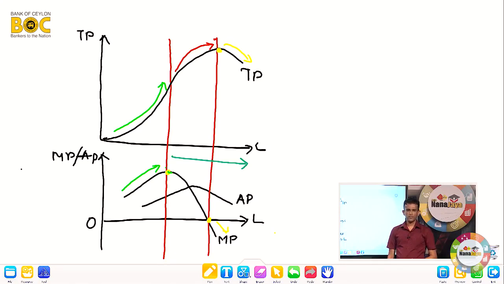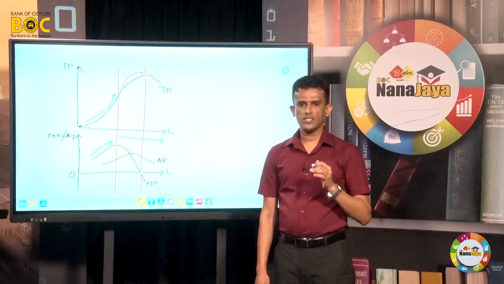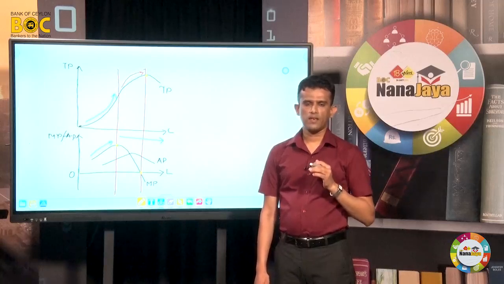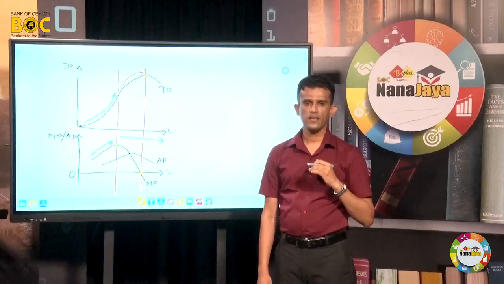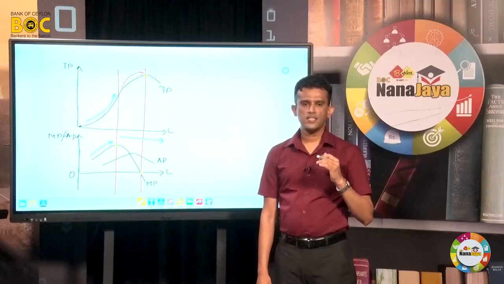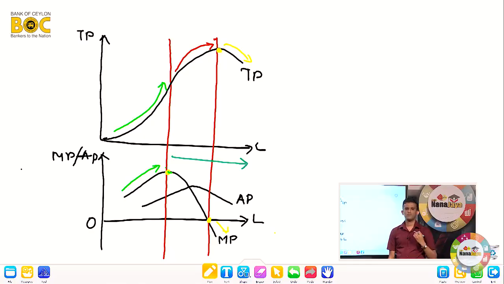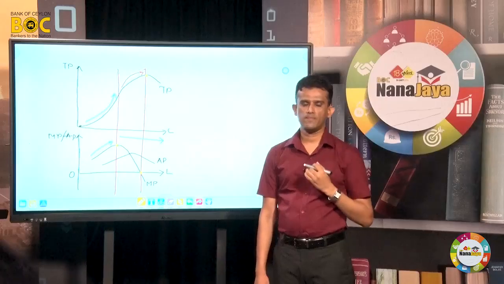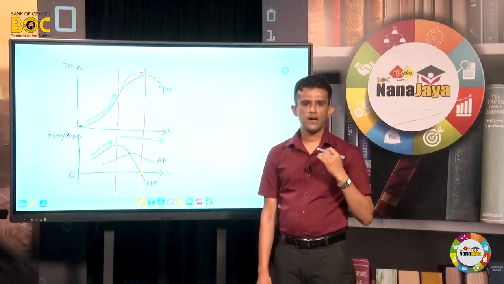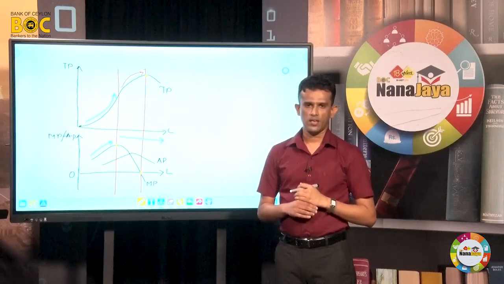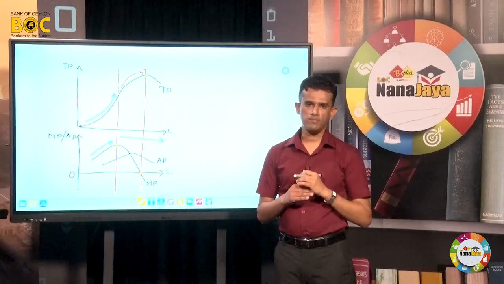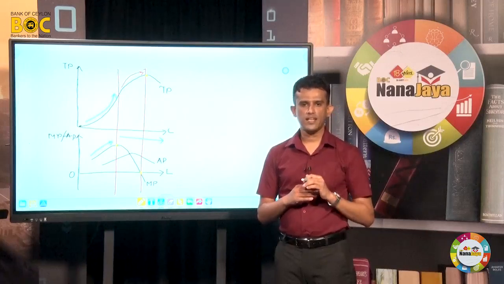So, the total product curve increases at an increasing rate when marginal product increases, and immediately after the diminishing returns start, the total product is still increasing but at a decreasing rate. And then when marginal product is 0, the total product reaches its maximum point. From that point onwards, when marginal product is further decreasing, the total product curve starts to go down. That is how we can explain the relationship between the marginal product curve and the total product curve.